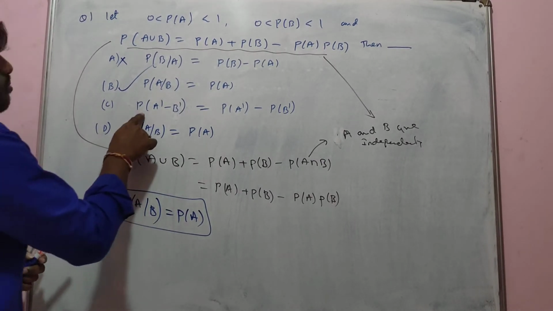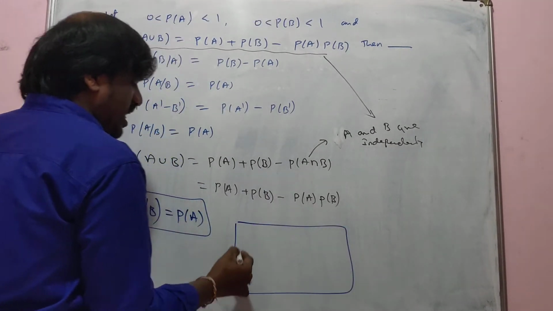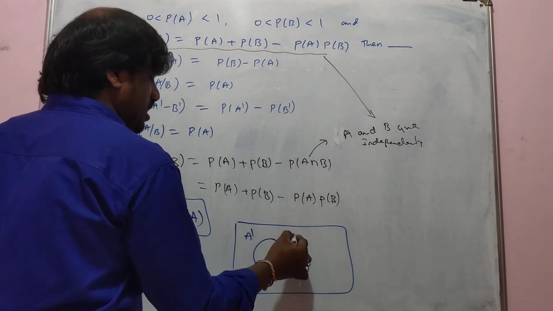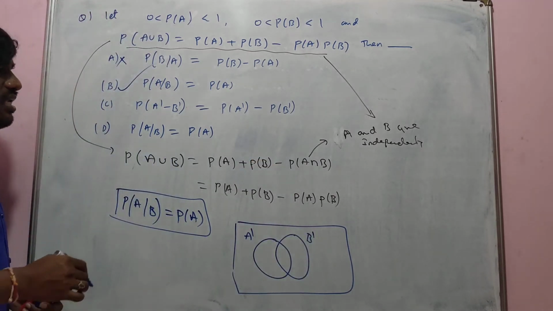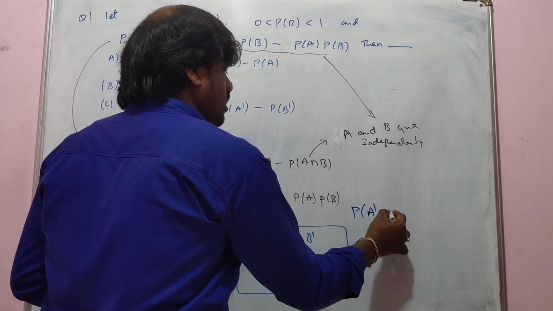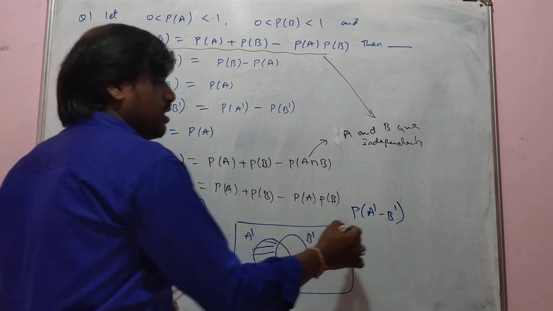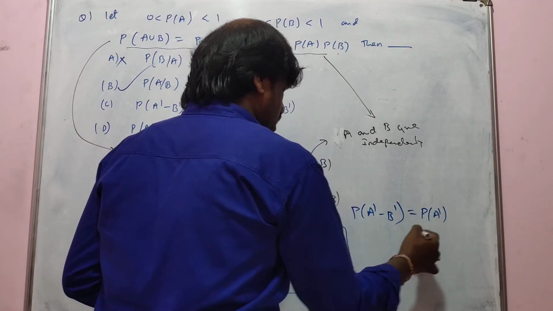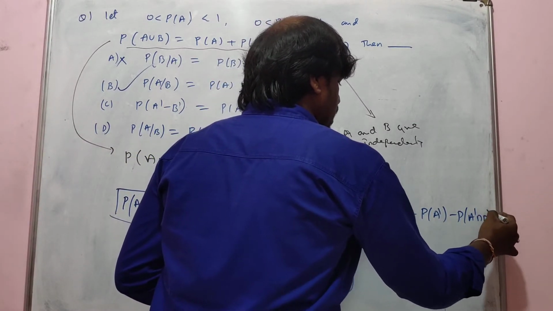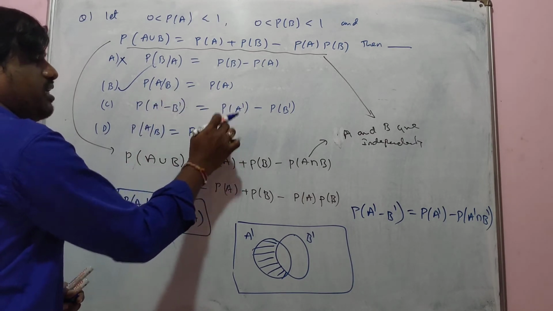Let us go for the next one, probability of A dash minus B dash. Let us take A dash as one set and B dash as another set. Okay, 2 sets we are taking, A dash and B dash. Probability of A dash minus B dash is nothing but only A dash, which can be written as probability of A dash minus probability of A dash intersection B dash. Now you can see here, this is given as probability of A dash minus B dash is equal to probability of A dash.